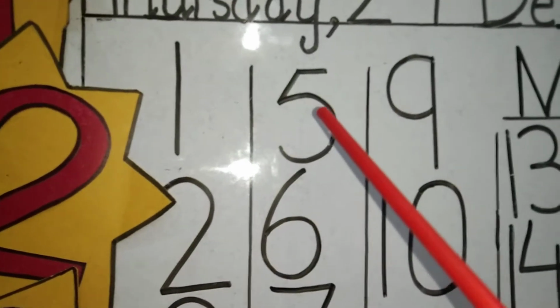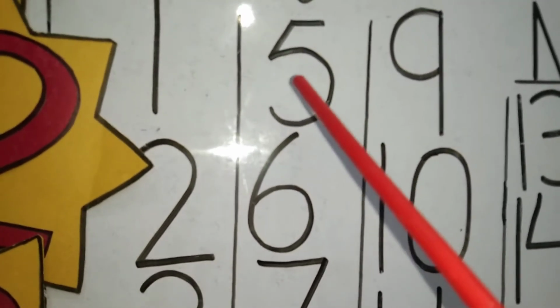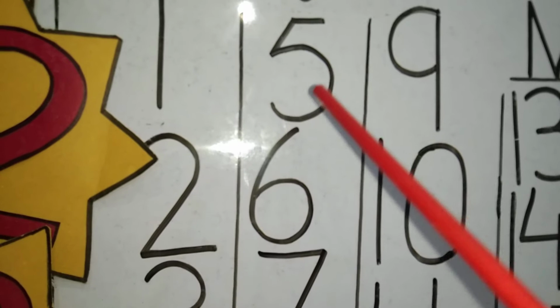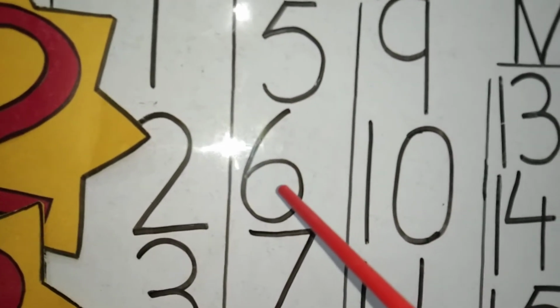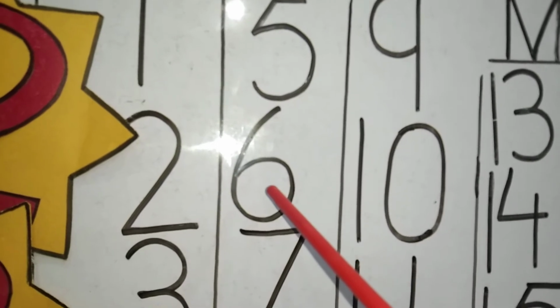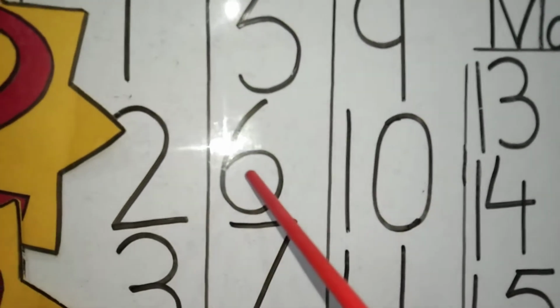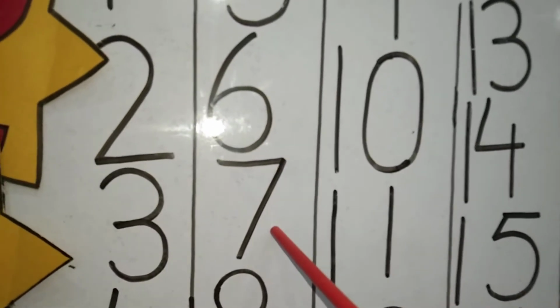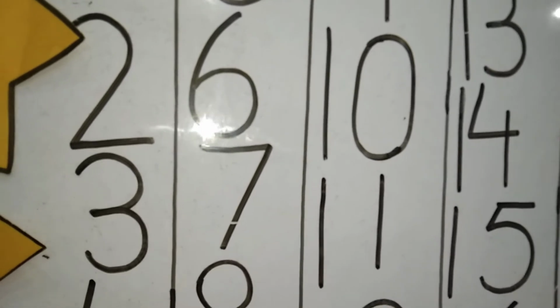Okay, tell me what comes after 4? Number 5. Okay, and now tell me what comes after 5? Number 6. Which number is this? 6. And what comes after 6? Number 7.